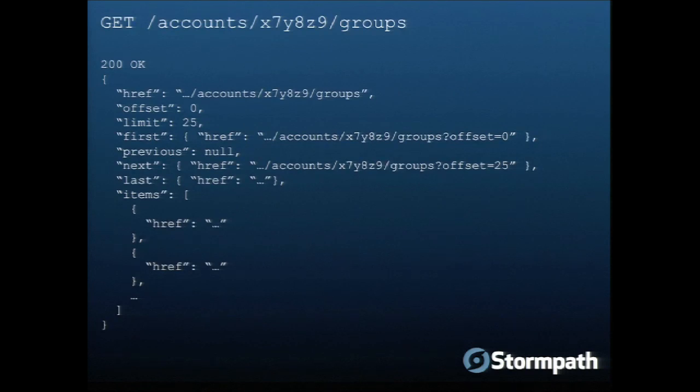So here's an example of what it might look like if I go to the groups resource for an account, and then I would list the items collection, no more than 25, because that's the limit. We also do something for the HATEOAS kind of acronym. We provide first, next, last, and previous links as well.